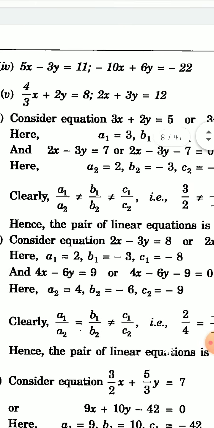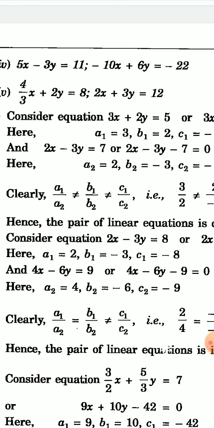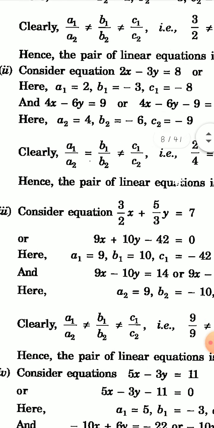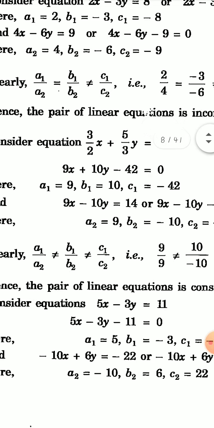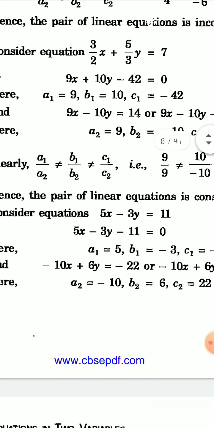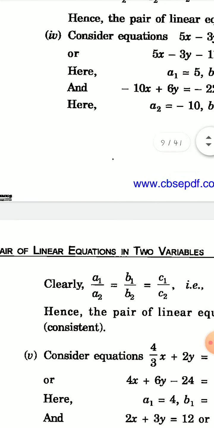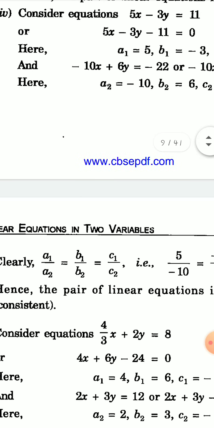In the second part, you can see the lines are parallel because of the condition, and if they are parallel, they don't have a common solution, so they are inconsistent. In the third part, again, the lines are intersecting, so they have a solution, so the equations are consistent. And in the fourth part, since the lines are overlapping, all three ratios are equal. The lines are overlapping, that means they have infinite solutions.